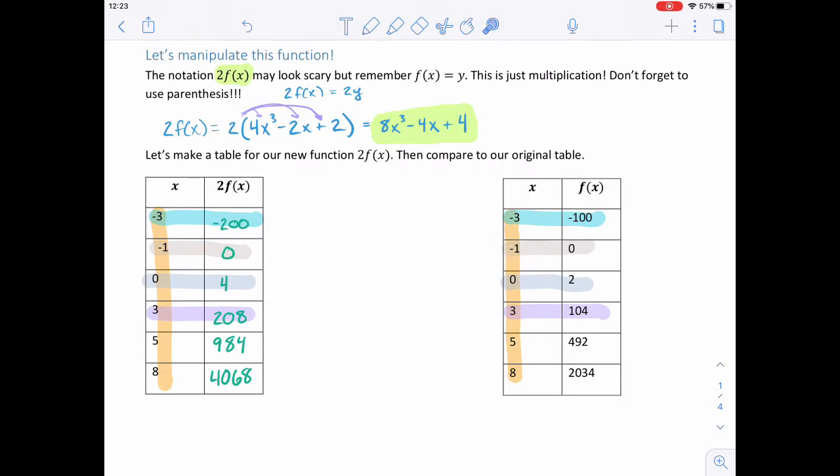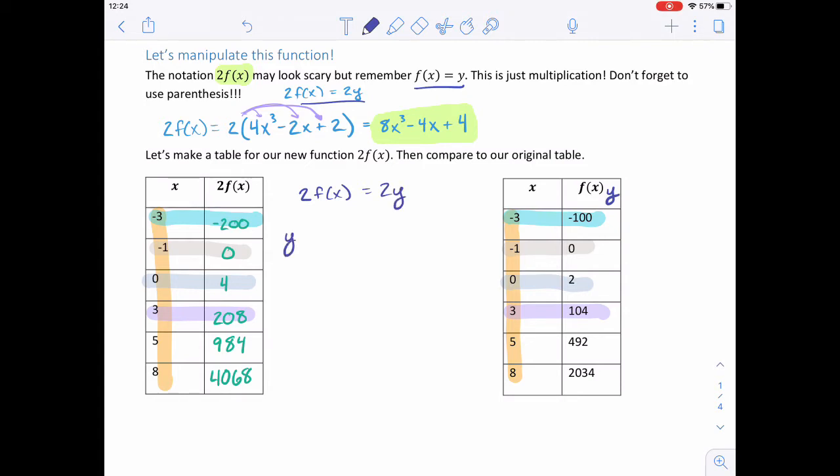So the question is, how is this value related to this value? So if our original value was -100, and then we multiply our function by 2, we get -200, we just multiply that value by 2. We see that again, 0 times 2 is just 0, so it doesn't change. 2 times 2 is 4, 104 times 2 is 208, etc. So when we multiplied by 2 to f of x, we just see our y value also get multiplied by 2.